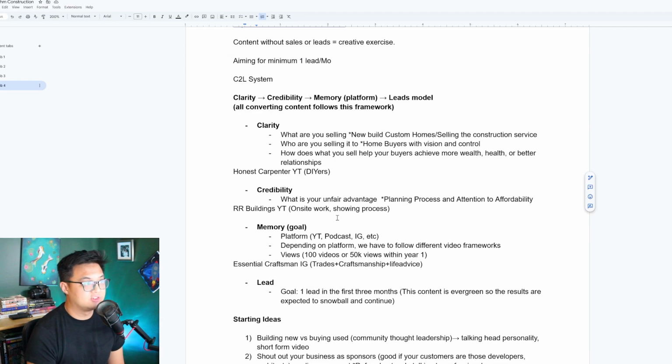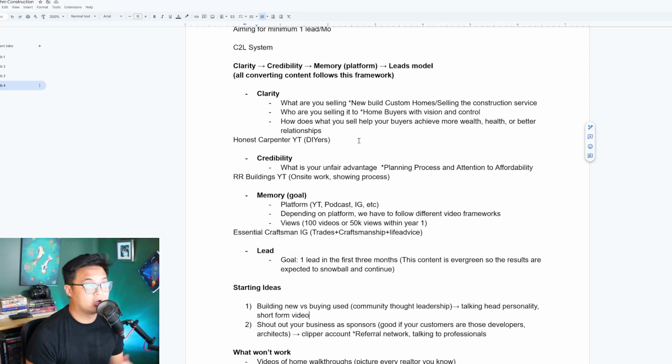So let's jump into the system itself. The C2L system, content to leads, is simply clarity, credibility, and memory. In the first step, clarity, which we definitely want to have before we move on to anything else, we want to know what we are selling.